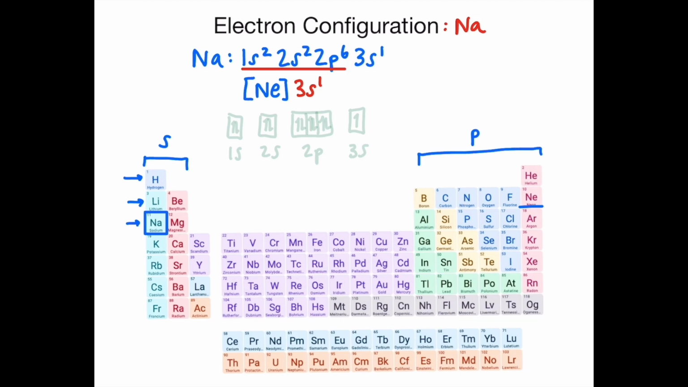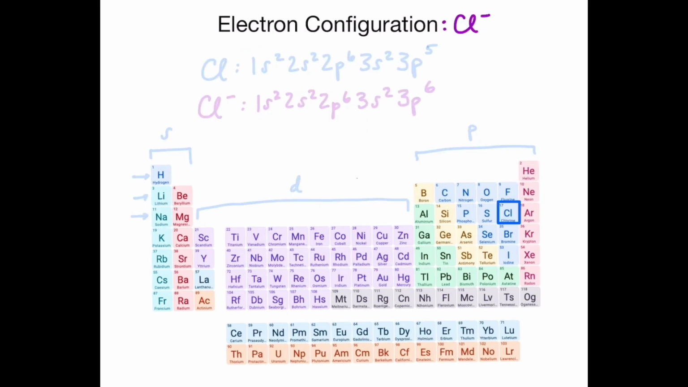Now let's draw this out. We have our 1s, 2s, 2p, and 3s. So now let's draw this out. We have 1s2, 2s2. For 2p, we're going to fill each orbital separately and then go back and pair up our electrons. And then we have 3s1.